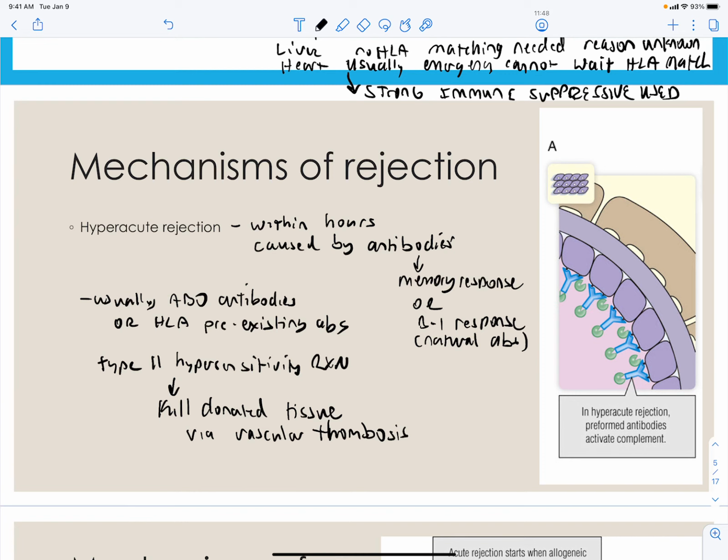Now, this can be avoided by careful ABO and HLA cross-matching, and hyperacute rejection is actually quite rare now because we know so much about it. Again, these preformed antibodies bind to the tissue, and in this case they activate complement, which causes inflammation in the tissue, and you get a normal, typical inflammatory response.